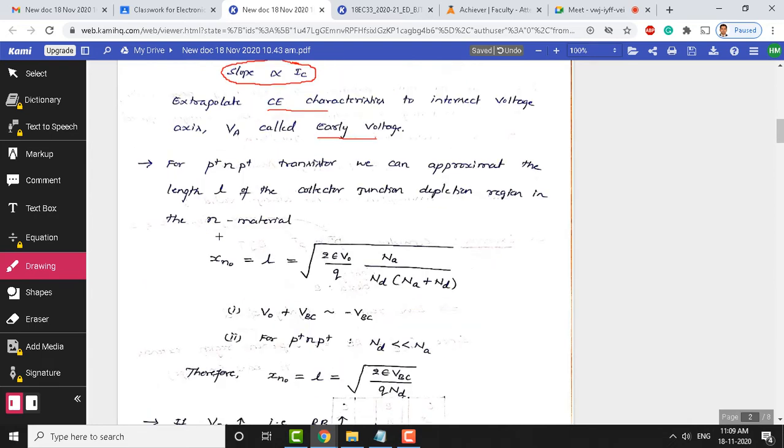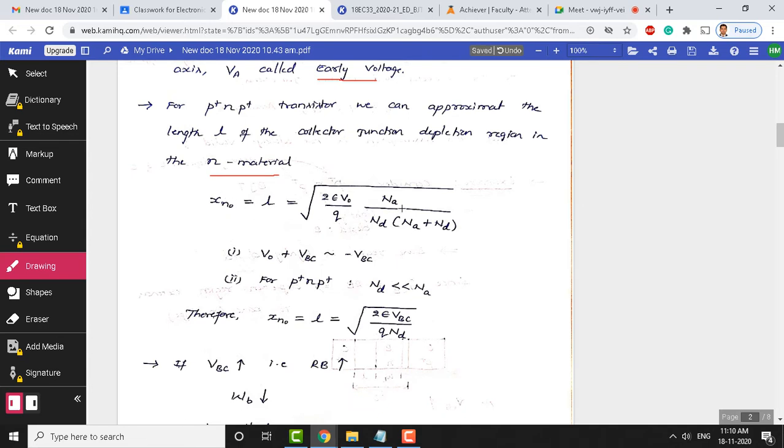Okay. Now, for the P plus N P plus transistor, we can approximate the length l of a collector junction depletion region for the N material. N material is nothing but the base material, that we can write with this mathematical equation, this small l, x n naught, or that can be equated to small l, which is given by this expression: 2 epsilon V naught divided by Q into N A divided by N D into N A plus N D. So, N A is called the acceptor ion concentration, N D is called the donor concentration, V naught is the built in potential, epsilon is the permittivity, and Q is the charge. This l is nothing but the length of the depletion region here. So, the length of the depletion region is given by this equation.